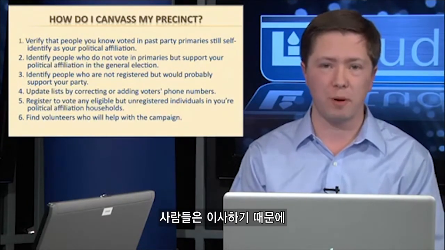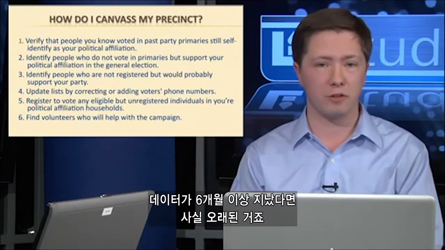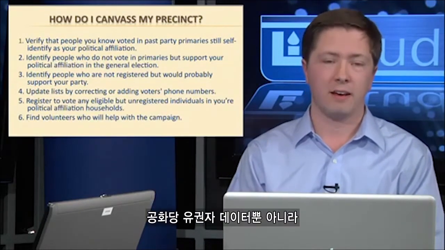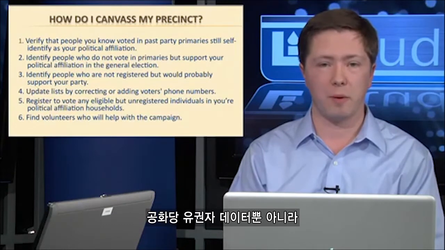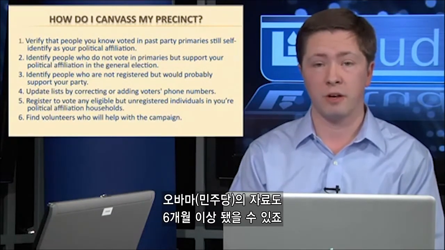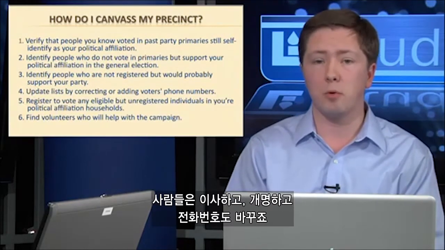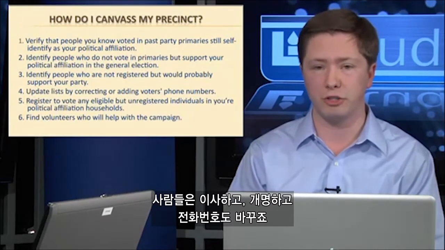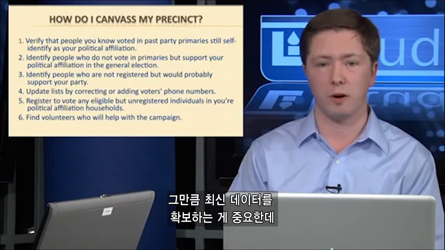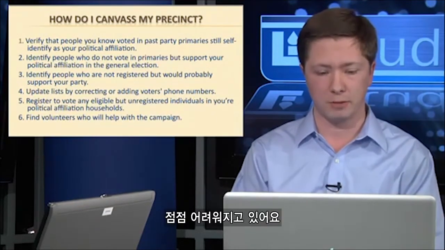This is always an issue. People are always moving. If the voter data is older than 6 months old, it's probably outdated. And this is what we've seen with Republicans who use voter vault, and I anticipate will be an issue for Barack Obama's organization as well. People are always moving, and names are changing, and phone numbers are changing, and so it becomes more difficult. You want to make sure you have the most up-to-date information.